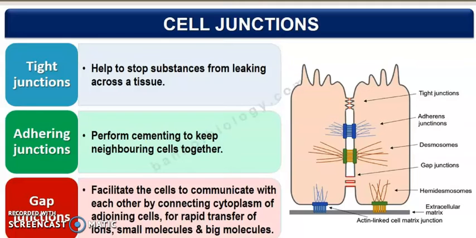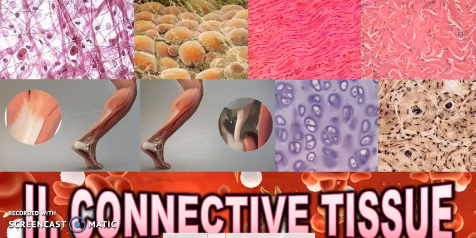This is acting as a bridge, and it helps the cells communicate with each other. Each cell is communicating with the nearby cell by connecting the cytoplasm of the adjoining cell. And why do they do this? It is for rapid transfer of substances like small molecules, ions and big molecules. Okay, so now let us move on to the next part, children.